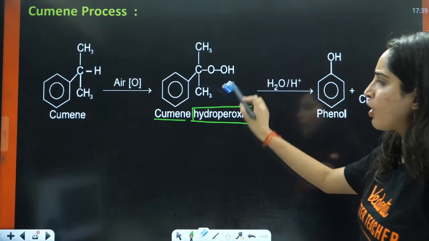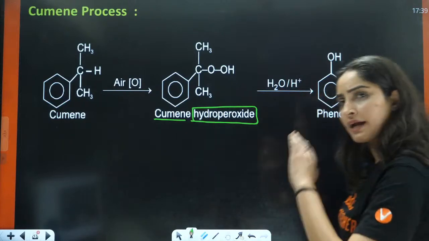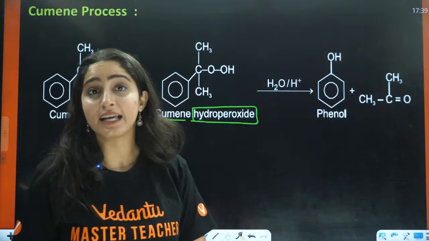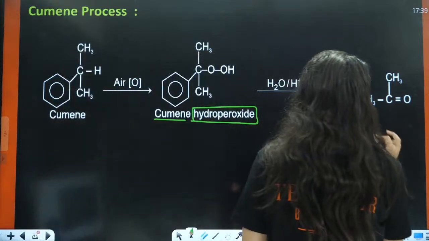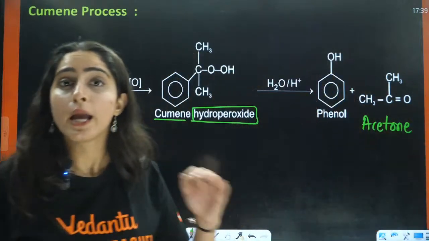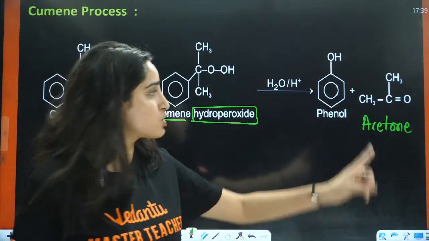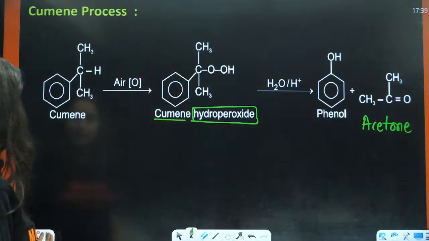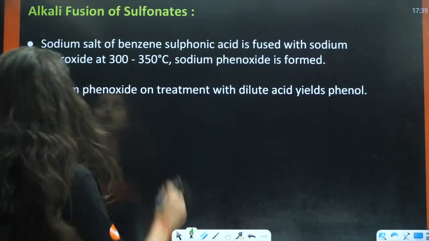The mechanism is not in your syllabus for this step, so just remember that from here you will have the formation of phenol and acetone. Here the byproduct is also important for you, that in the cumene process you have phenol plus acetone, two things.